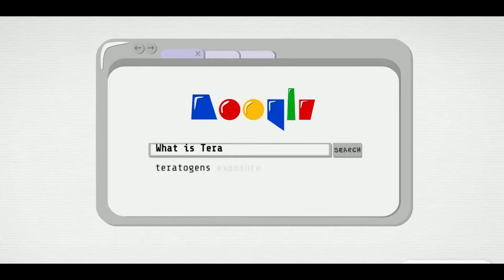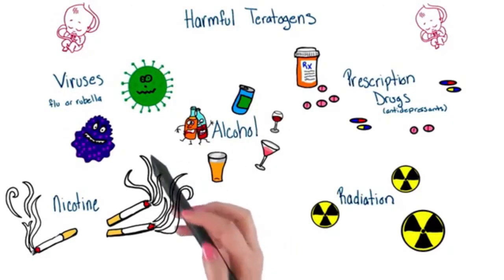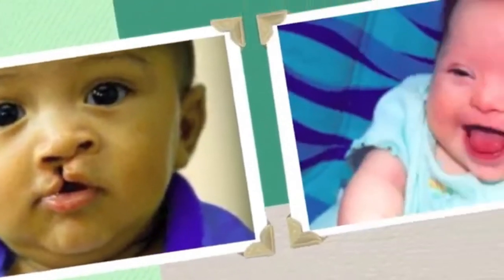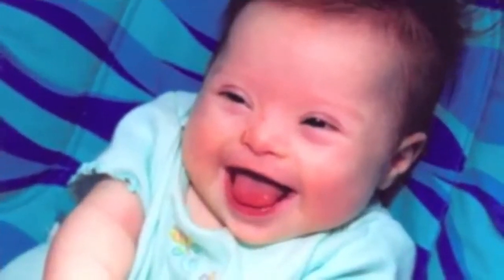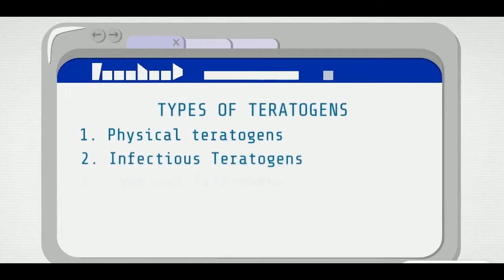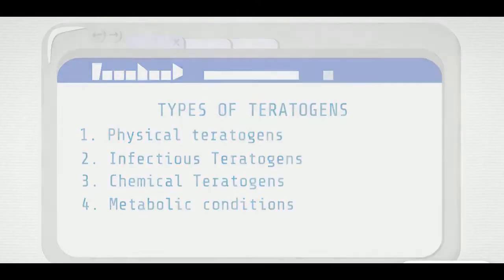What are teratogens? Any disease, drug, or other environmental agent that can harm a developing embryo or fetus. The same defect can be caused by different teratogens, and a variety of defects may result from a single teratogen. There are 4 types of teratogens: physical teratogens, infectious teratogens, chemical teratogens, and metabolic conditions.